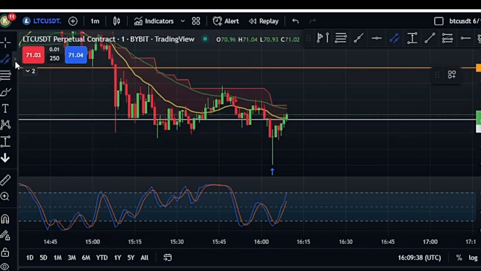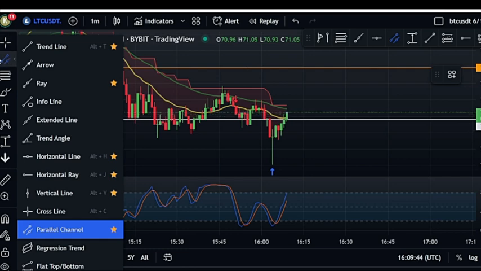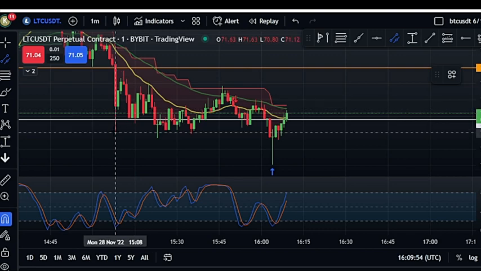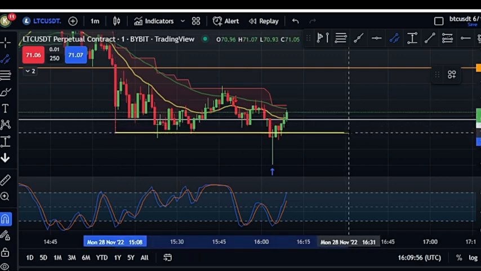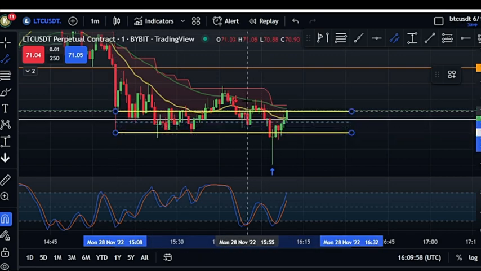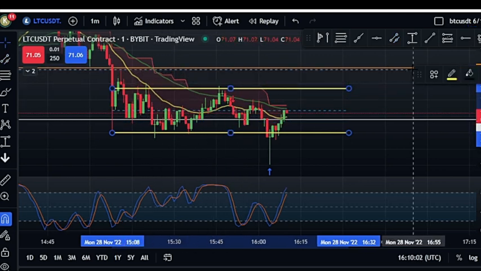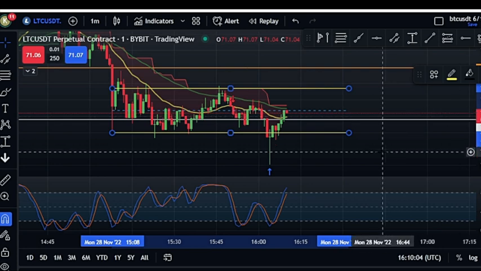As for channels, as I said, for the lines and the channels and everything, you'll find them here on the left. Click on the arrow and you get all of them. Here we have the parallel channel. Activate the magnet and we get a channel here. We want our channel to be somewhere like that and that. So now we have a potential channel we could be trading.